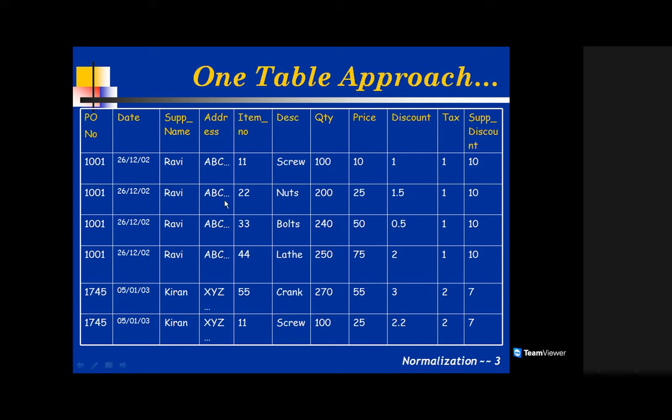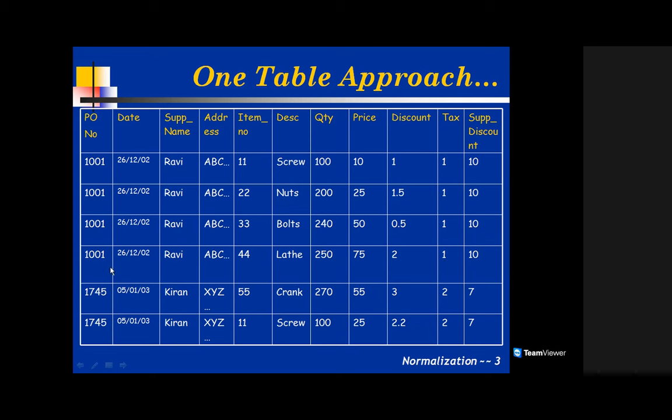Again 1001, we need a second item, nuts. And again the same purchase order, I am buying a third item, say boards, using the same PO number 1001. I am buying some lathe or some XYZ product here. Like that I have one more purchase order number here. The price is different, the discount is different, but the tax is 1%, 1%, 1%, and the supplier discount is 10%, 10%, 10%.